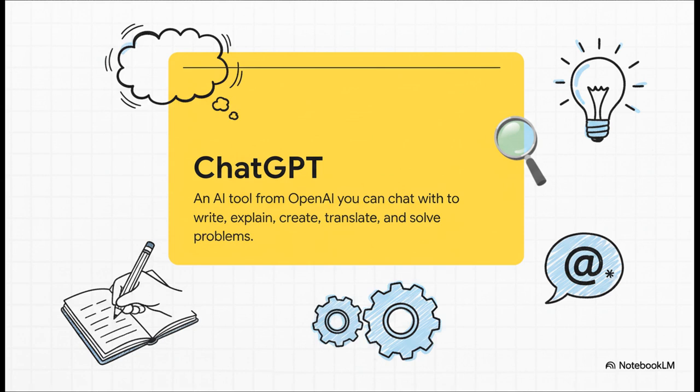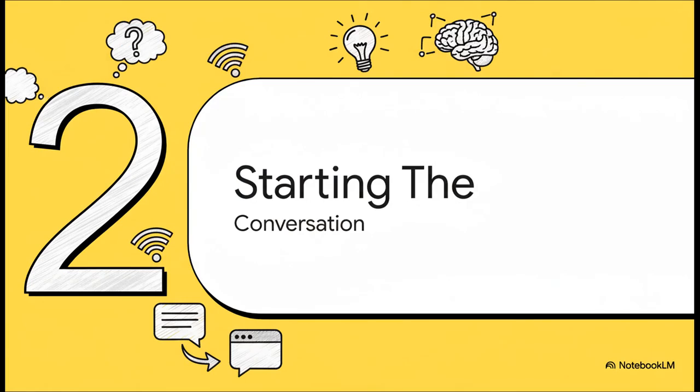So, what exactly is ChatGPT? At its heart, it's basically an AI you can have a conversation with. You just type in a question or give it a command, and it gives you this really detailed, human sounding response. It's designed to be your partner for all things writing, learning, and creating. It sounds pretty powerful, right? But the best part is that getting started is incredibly easy. Let me show you what I mean.